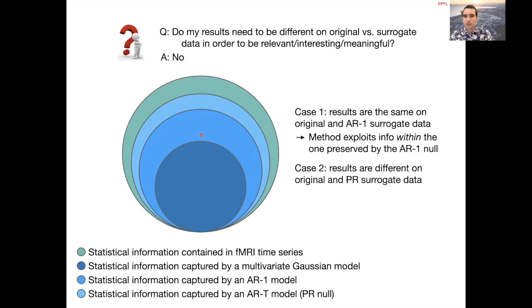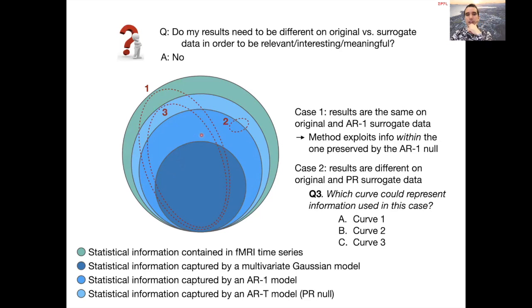Consider another case where a metric M is different in original and phase randomized surrogate data. Which curve corresponds to this case in your opinion? Again, take a few seconds.